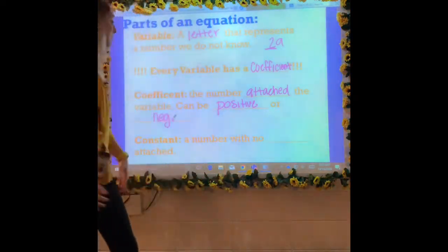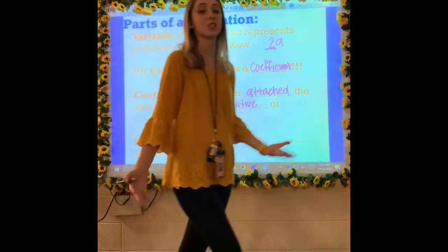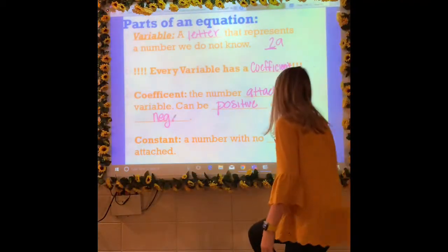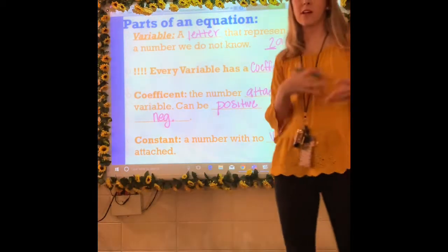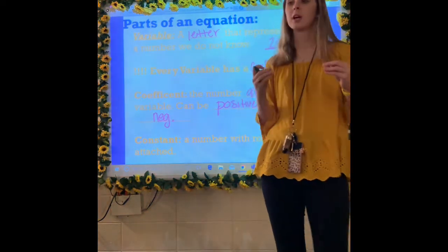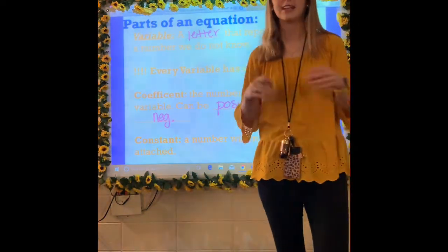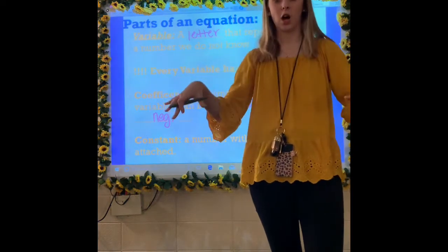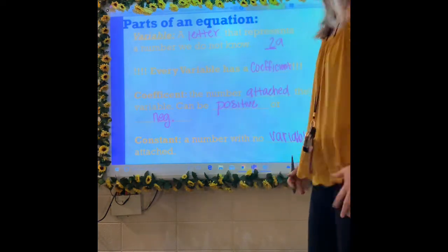All right, and then our last one is a constant, and a constant is a number with no variable attached. So if there's no variable attached and it's just a normal number in our equation or our expression, then it's noted that it's a constant, okay? So that's the term for constant.